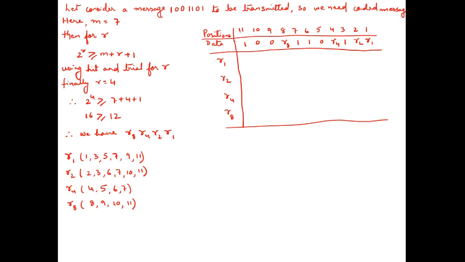So here m equal to 7. If you count this one, we have 7 bits. So m is equal to 7. This represents m, the data bits, right? Then how many r bits do I need?